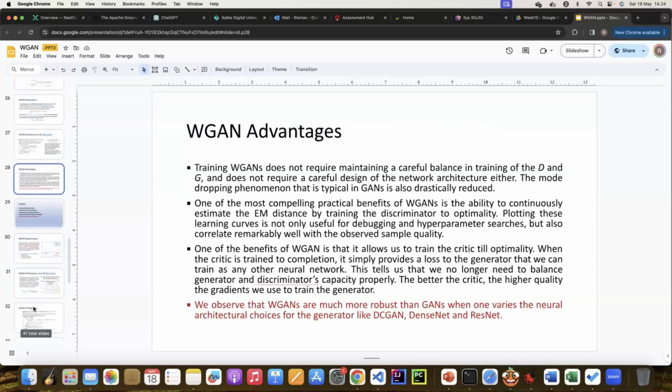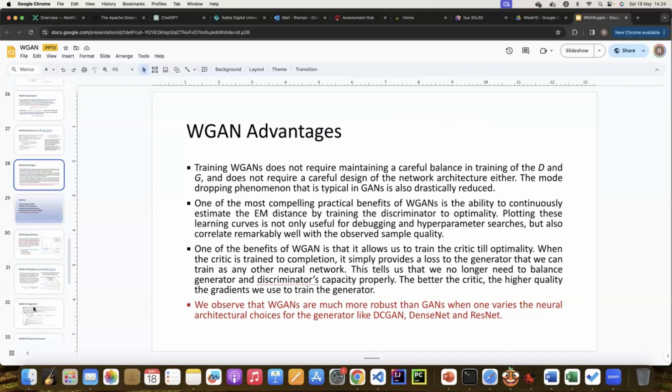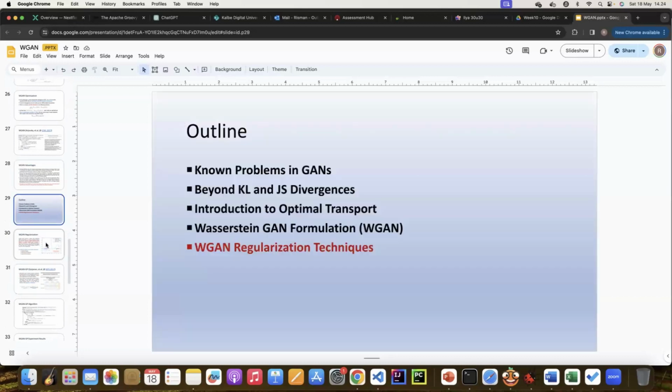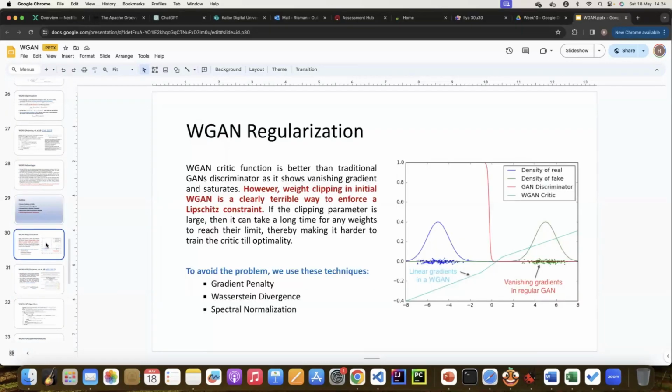So when WGAN exists and people change the network using DC GAN, it shows better results compared to previous GANs that use F divergence. Then many other papers explain that we can use better regularization like gradient penalty instead of weight clipping. We can use spectral normalization.